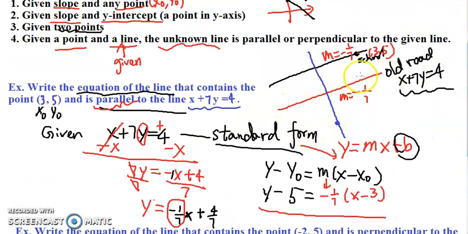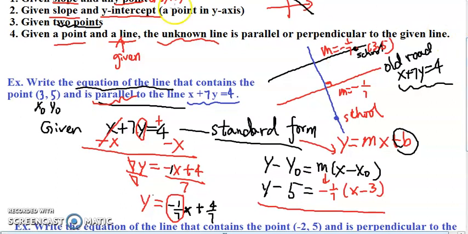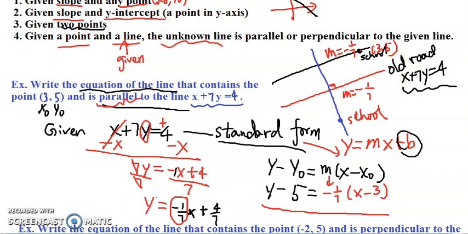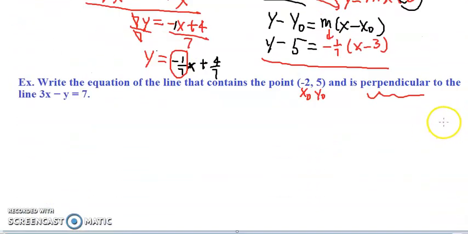So you have an old road, and you also have a school here, but we want to construct a road which is not parallel to the old road. We want to construct a road to be perpendicular to the given road. And there is another relationship between perpendicular lines. So we know parallel lines must have the same slope. But perpendiculars, of course, don't have the same steepness.